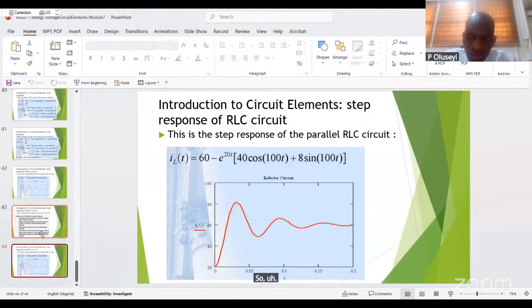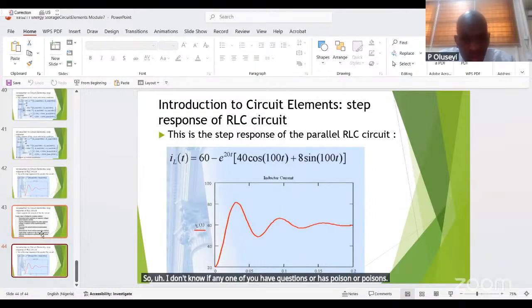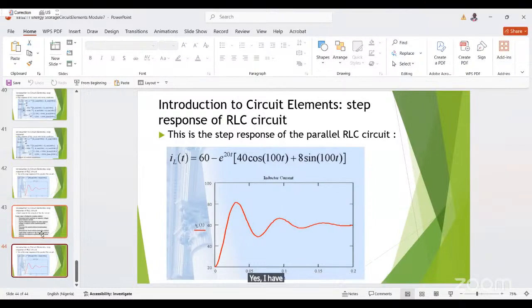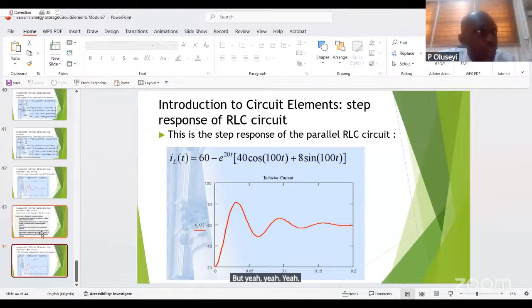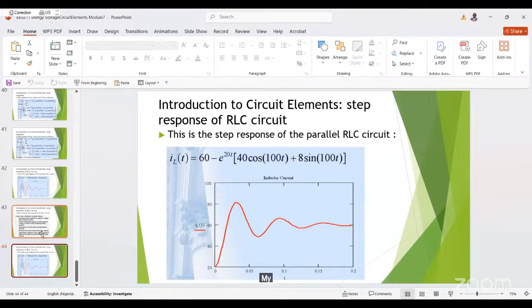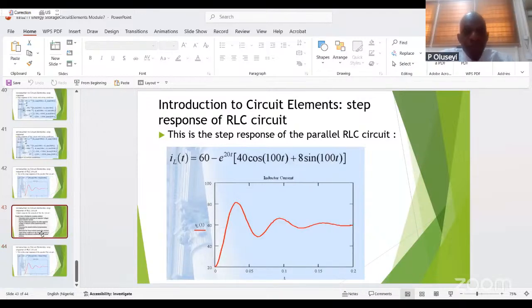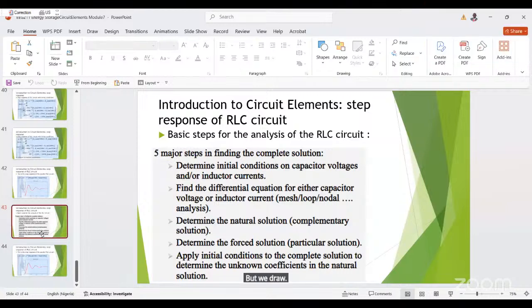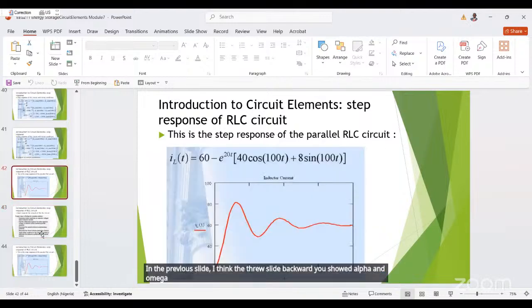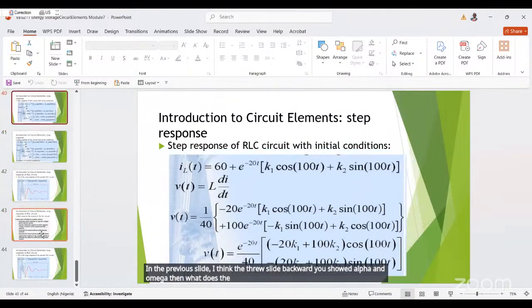I don't know if any one of you has questions. Yes, I have, sir. Good morning, sir. Yeah, go on. My question is about the formula you gave for alpha and omega. I don't know the difference. Is there any difference between the two? In the previous slide, I think two slides backward, you showed alpha and omega. What does the alpha mean there, and what is it used for?